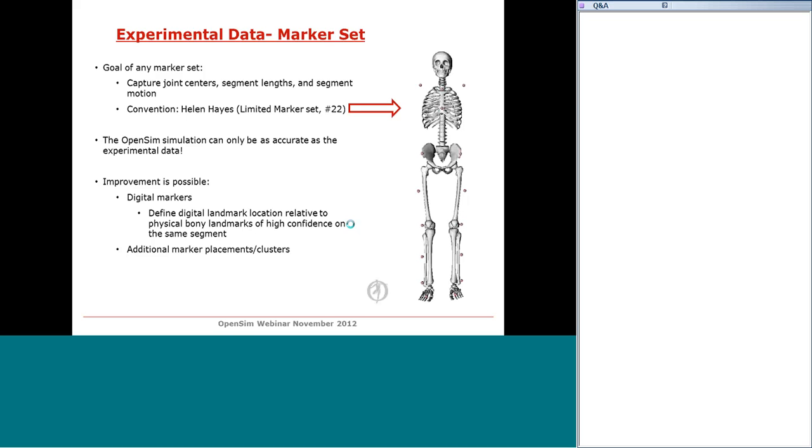A digital landmark is defined relative to physical bony landmarks of high confidence on the same segment. During the static calibration trial, the landmarks are digitally marked via a digitizing pointer. The relationship established between the digital marker and its defining physical markers is used to determine the location of the digital marker during the motion trial. This should become a little bit more clear on the next slide. There are several instances when placing a digital marker may be beneficial, the most obvious being when a physical landmark is obscured from view.